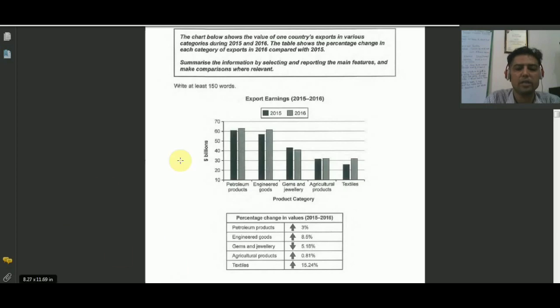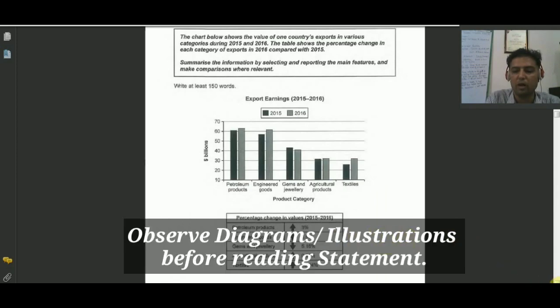As you can see, it is a bar chart, and there is also a tabular chart with it. So it is a combination, and most often you find such type of activity in your real exams. So let us do it, and students, for doing this activity, my word of advice is to go through the illustrations which are given to you.